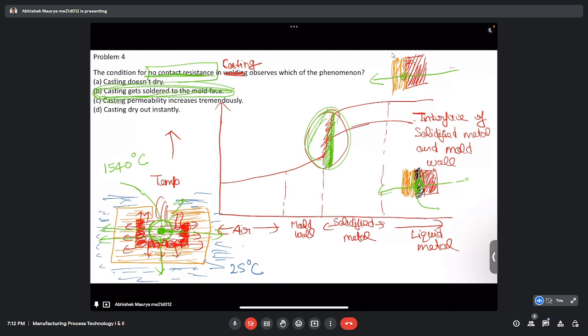Okay, is it clear to everyone? Any of you have any doubt? Okay, so it seems there is no doubt. We will move to the next problem.